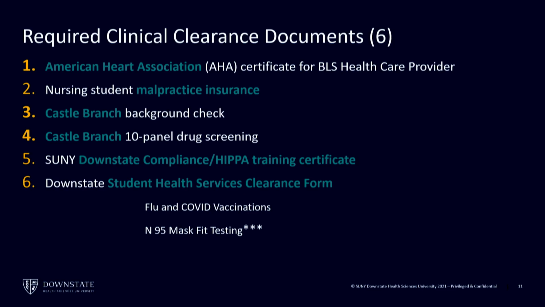Again, number 5 is that training certificate. Number 6 is that Student Health Services clearance form. Now, the document that you get is multiple pages. Again, that is health protected information. So as Dr. Percival said, don't send the whole thing, because that's personal information. Just send the 2-page clearance form with the signatures from Student Health Service to us, to those College of Nursing clearance emails.